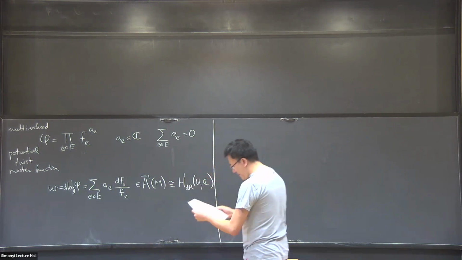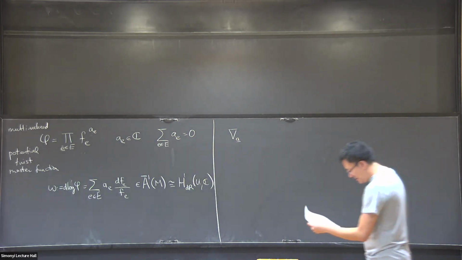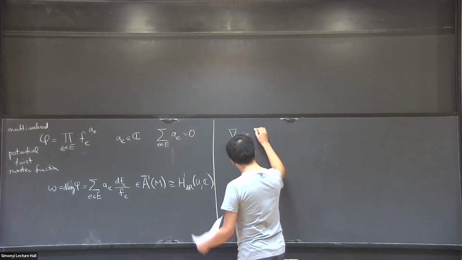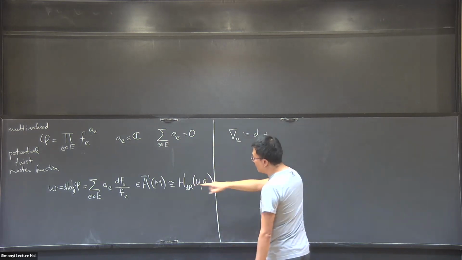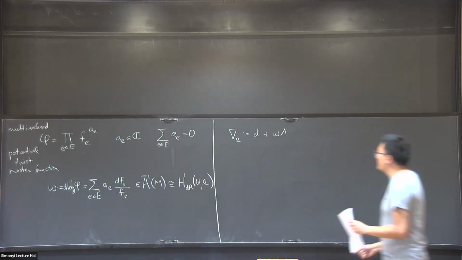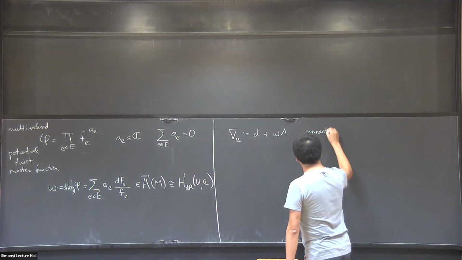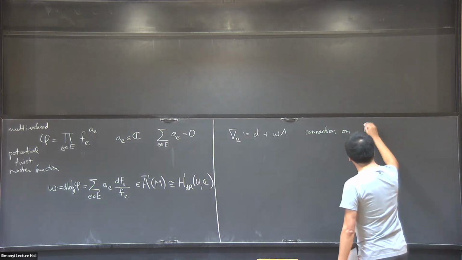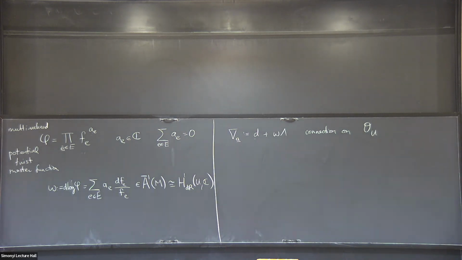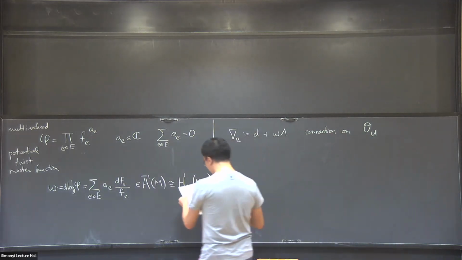Associated to this one form, I'll write down a connection, and I'll indicate the parameters that the connection depends on. It's the usual exterior derivative, and then you modify it slightly by wedging with this one form. So we view this as a connection on the rank 1 trivial vector bundle, just on the trivial bundle. There's a version of this story for higher rank, but I'm just going to do rank 1 today.